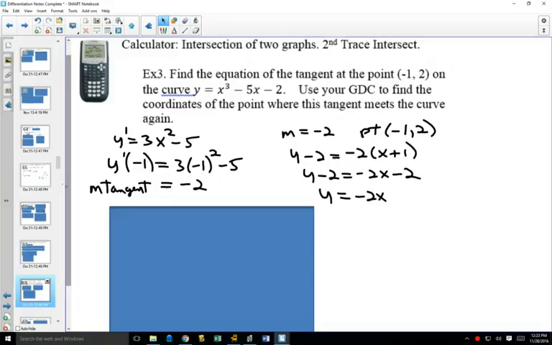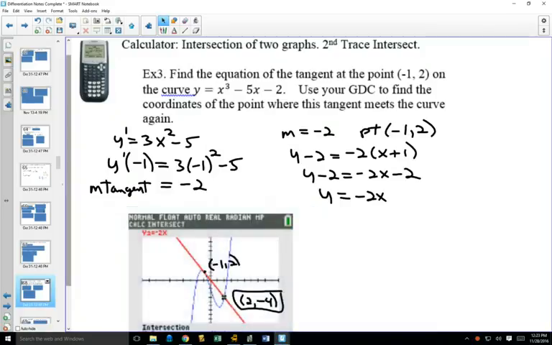Now if you go to your graphing calculator and type x³ - 5x - 2 into y1, and type y = -2x into y2, you're going to get this graph. And at the point (-1, 2), that's where our tangent line is touching that curve. Can you see that it hits the graph at another point again? So what you need to do right now is put those graphs in and see if you can get (2, -4) as your other point.